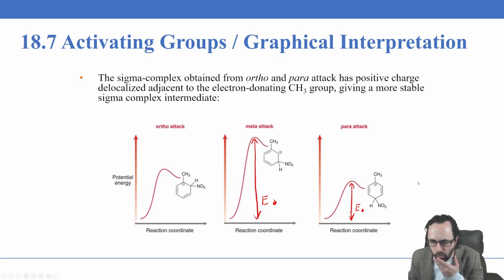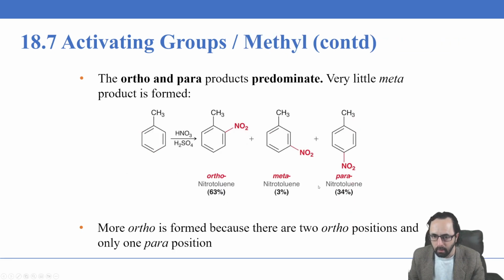So we can see here that the meta attack is going to be kinetically unfavorable versus the ortho or the para attack. So the ortho and the para products will predominate and we'll get almost none of the meta product. And so we say that this reaction is going to be ortho-para directed, and it's going to produce the ortho and para products significantly more than the meta products.